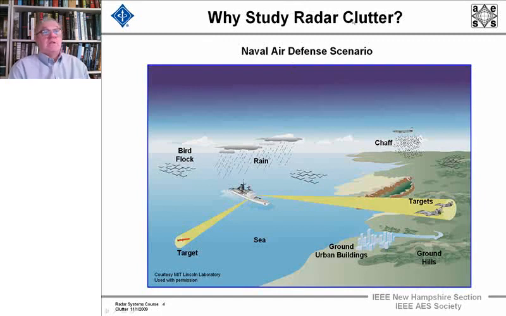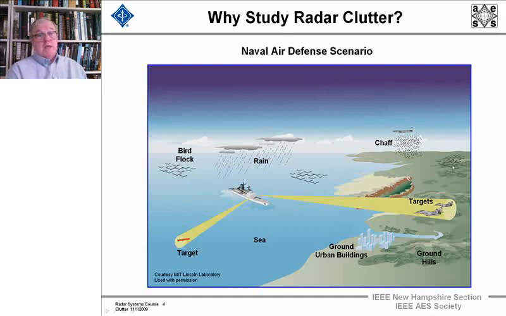So the question is, why study radar clutter? And I've been talking about that with you. And this just points out that in a naval air defense scenario, you've got not just the targets of interest, here a couple of fighters and here a cruise missile, but you've got backscatter from the ground and urban objects, hills nearby, flat lands. You've got the sea, bird flocks, rain. It may be unwanted, unnatural objects, chaff, which are in most cases dipoles dropped from an airplane.